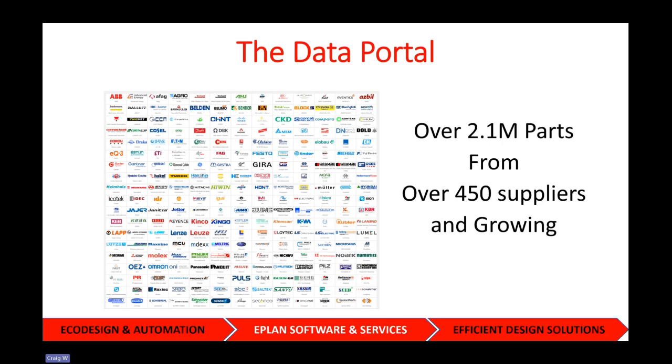It's the data portal. What the data portal is, it's effectively a bank of part data, a cloud-based data portal that you can pull parts from. There's over 2.1 million parts available currently. It's growing very fast monthly, and there's over 450 suppliers or manufacturers of these parts, which are actually pushing them to the data portal, and they have to meet the ePlan data standard to be able to push this data to the cloud.